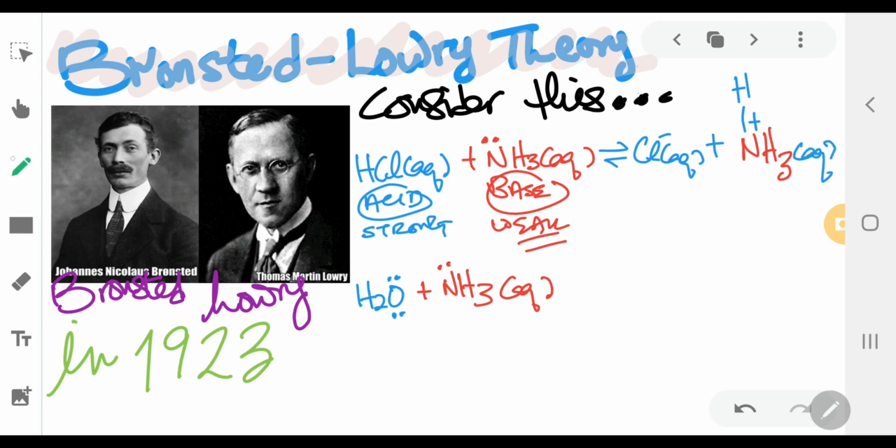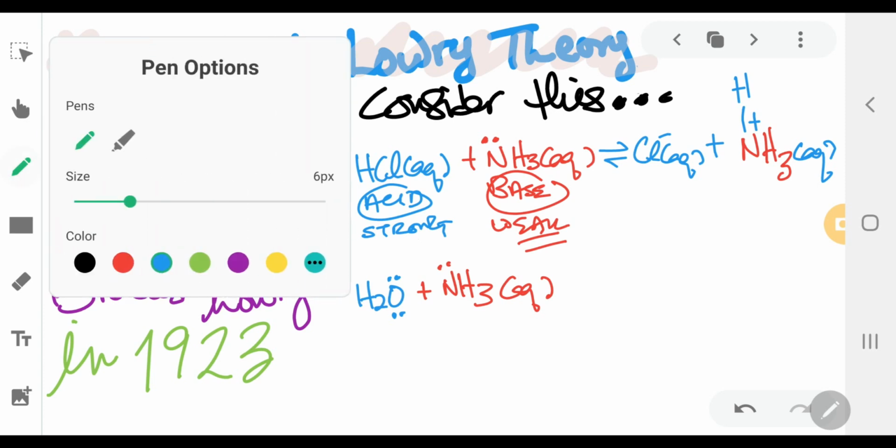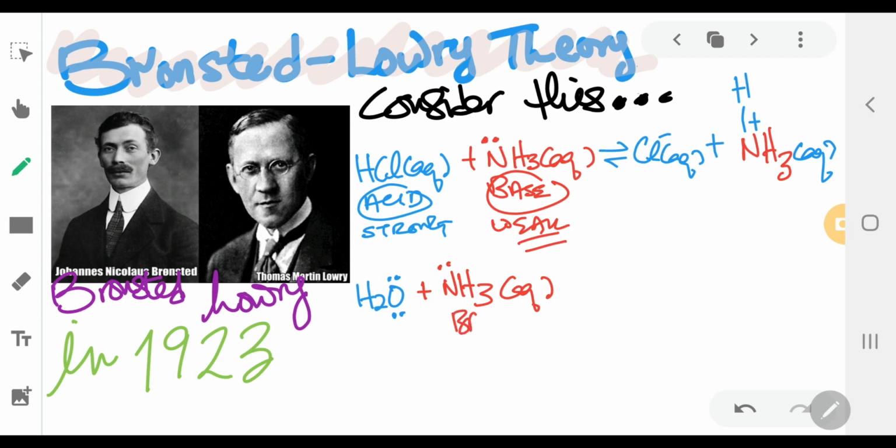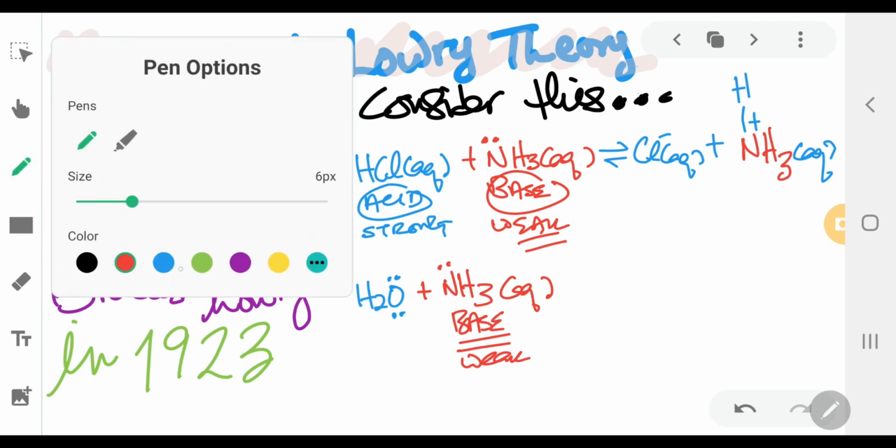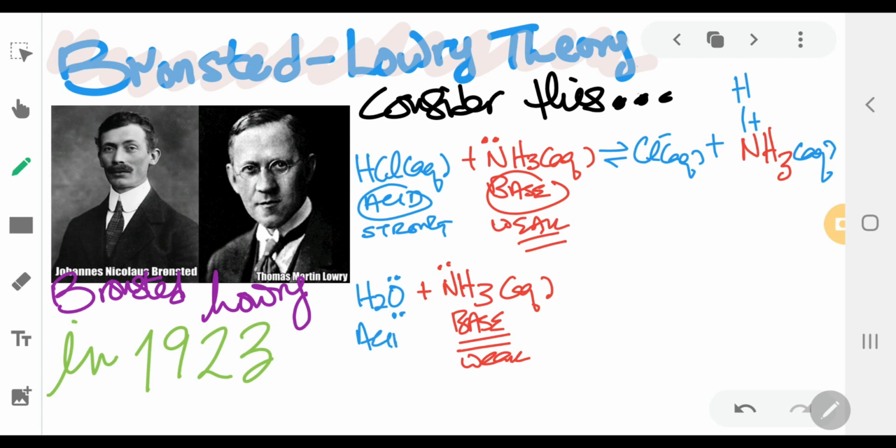Okay? Same goes to this. So right now, since this is your base, okay, it's a weak base, but still it will be even more basic than water. Water will be the acid. Okay? So water, as you can see, can behave either as an acid or a base, depending on the partner of that water. That is what we call the amphoteric nature of water.